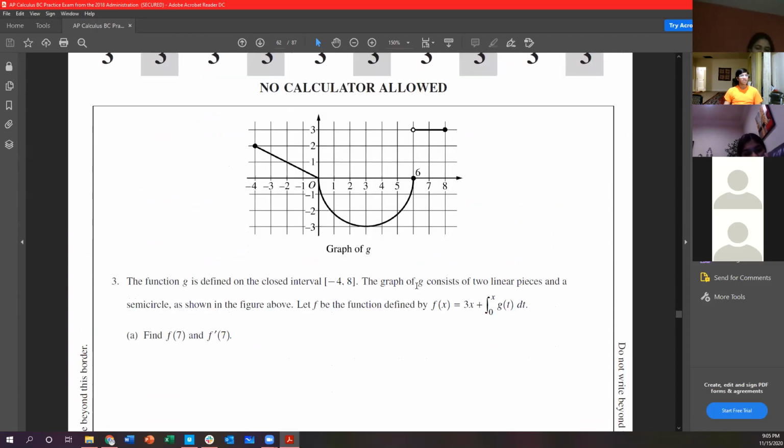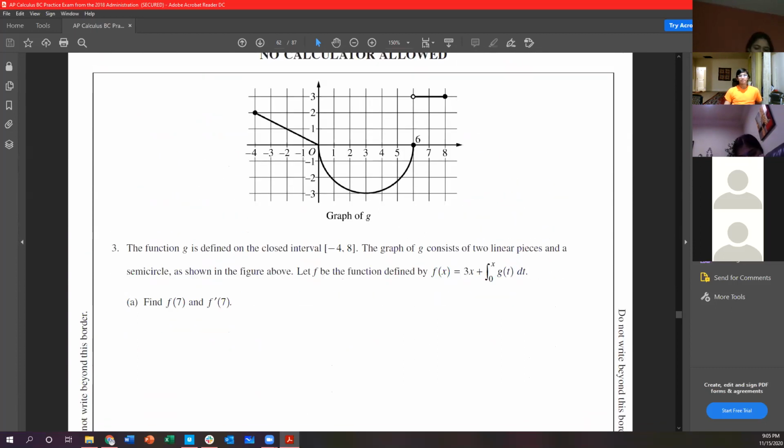Okay, why don't we do this one? I think this is a good problem to do. All right. The function g is defined on the closed interval here. The graph of g consists of two linear pieces and a semicircle. Let f be the function defined by f of x equals 3x plus the integral from 0 to x of g of t dt. Find f of 7 and f prime of 7.